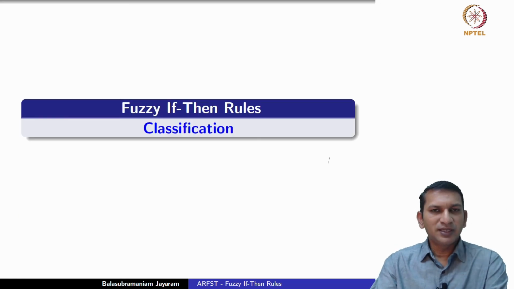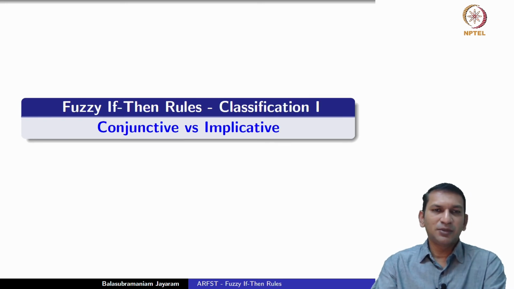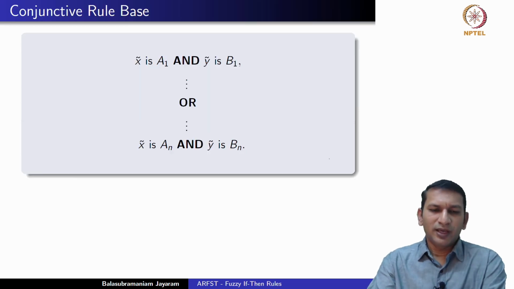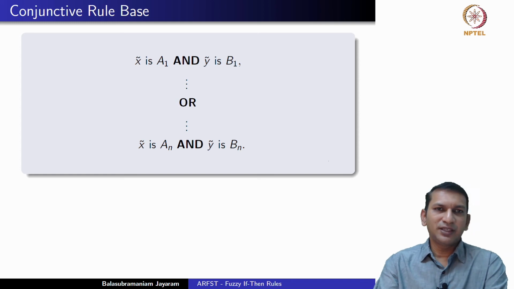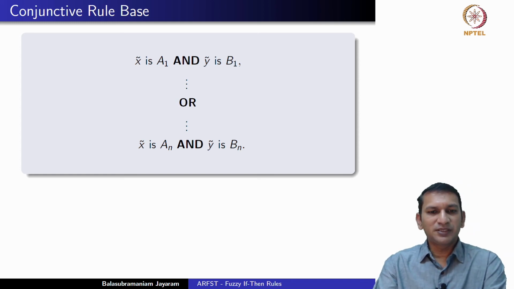Fuzzy if-then rules themselves can be classified in different ways. The first way is in terms of conjunctive or implicative. This was also clear a few slides earlier where we looked at the classical if-then rule. If you capture them as a relation R of UV, we know that it is bounded below by the conjunctive interpretation and above by an implicative interpretation. So now, if you are given if X element of A then Y element of B, it could also be represented like this: X tilde as A1 and Y tilde as B1, so on and so forth. It's a rule base. It is conjunctive.